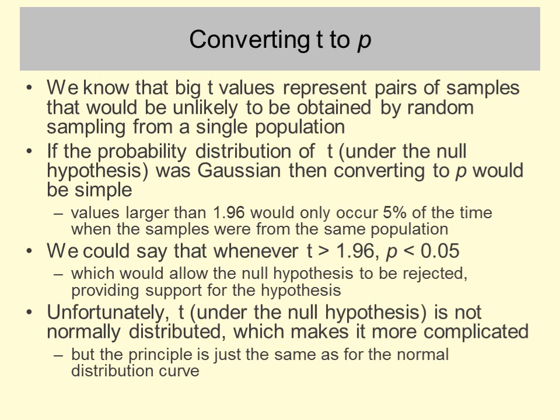However, the t-statistic is not actually normally distributed when the null hypothesis is true, which makes it a bit more complicated. However, the principle is just the same as for the normal distribution curve and the areas under the curve that correspond to the different probabilities. In fact, there is a test called the z-test, which is based on the normal distribution instead of the t-distribution, but the z-test only works properly when the sample size is 30 or larger, which is why we prefer the t-test, because it allows us to get accurate estimates of the p-value for small samples.